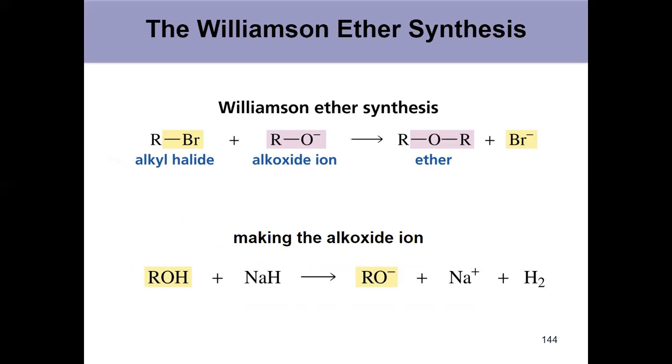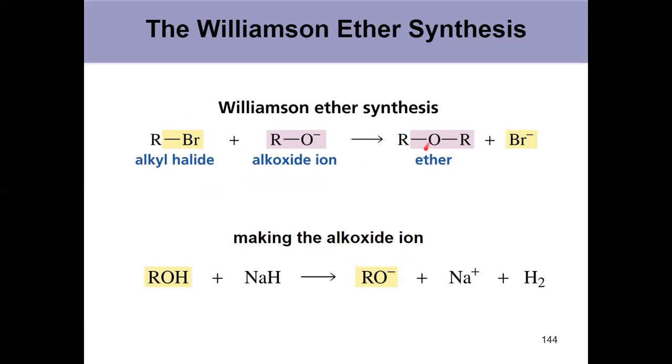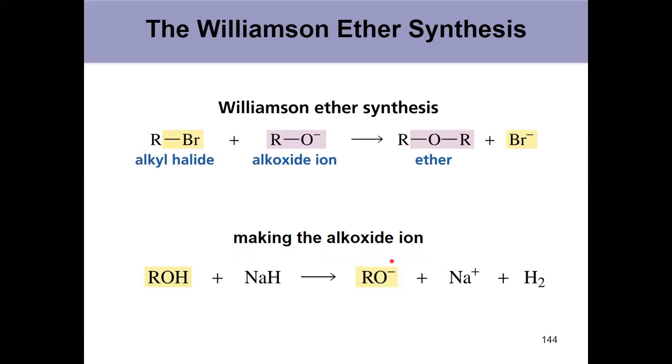So what is the Williamson ether synthesis? It's a reaction between an alkyl halide and an alkoxide ion to form an ether, kicking off the halide as the leaving group. The question is, how do I make the alkoxide ion? Because you're not just going to grab that off the shelf. You get that by reacting an alcohol with sodium hydride. This dissolves in solution to Na plus and H minus hydride. That H minus is basic enough to pull the hydrogen off of the alcohol, form H2 gas, and leave behind your alkoxide ion.